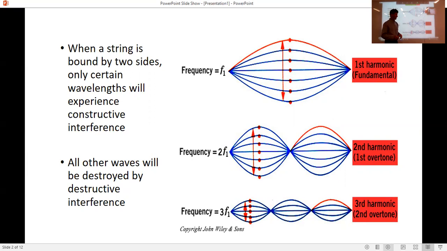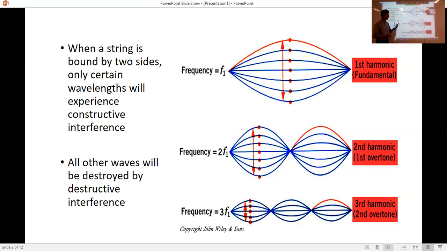One way of thinking about this is we have wavelength equal to 2L, wavelength equal to 2L over 2, and the third harmonic comes from 2L divided by 3. So our wavelength is always equal to twice the length of the string divided by some integer n. n equals 1, n equals 2, n equals 3, right? So the wavelength progressively gets smaller and smaller as n gets larger and larger.